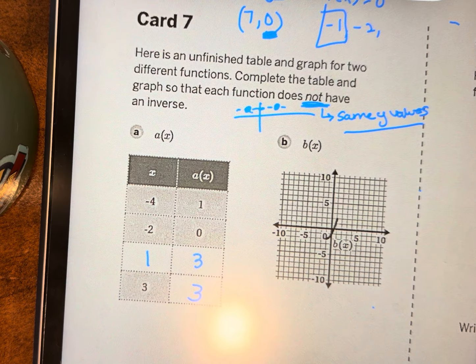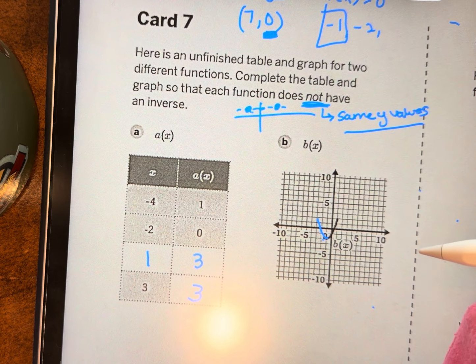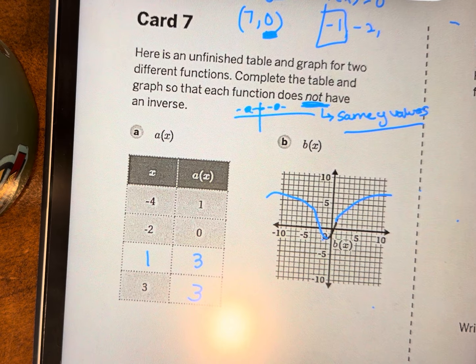On this guy, if we want this guy to fail, we need him to fail the horizontal line test. So bring it back up somehow. And then do whatever else you want from there. All right? Okay. That's it.